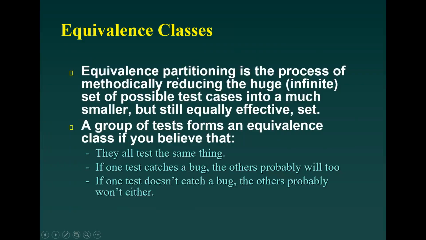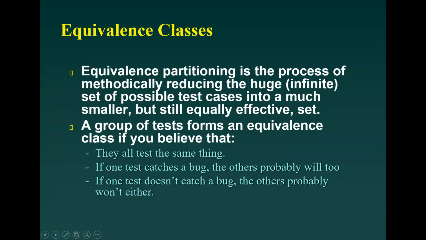As we discussed, equivalence partitioning is the process of methodically reducing the huge set of possible test cases. As I said, like 1 to 100. If you need to write some test cases on these ranges, we are going to take a defined set. The defined set is valid and invalid. So we are going to do the partitions. Based on the partitions, we are going to select what is valid and what is invalid.